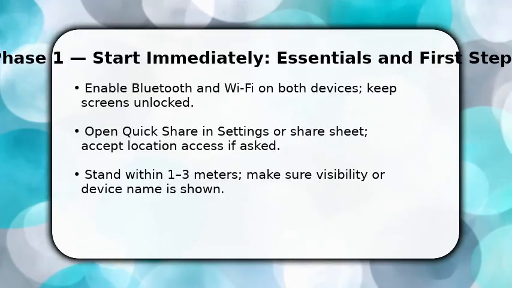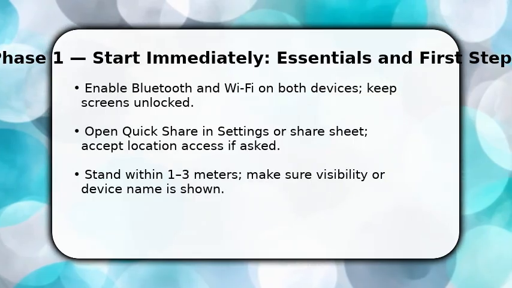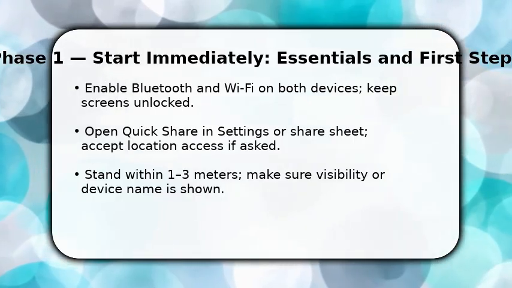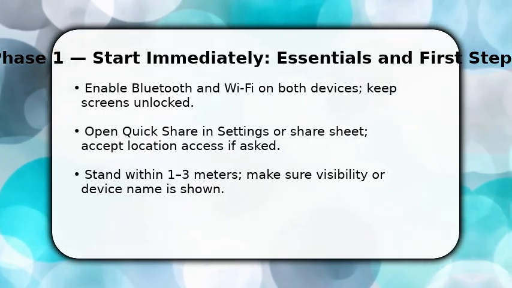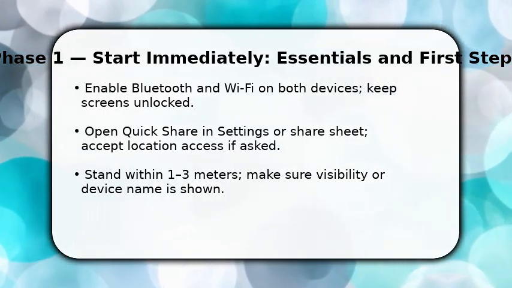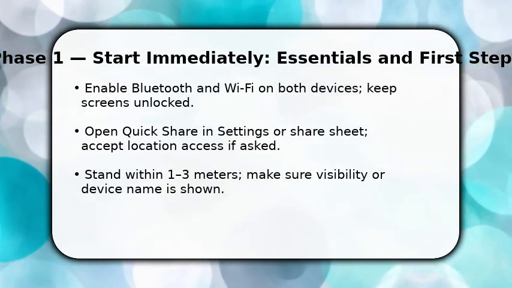Enjoy the video. You start by enabling Bluetooth and Wi-Fi on both phones. This creates the connection Quick Share uses. Once done, open the Quick Share option from the Share sheet or Settings. Grant location if prompted so devices can discover each other.